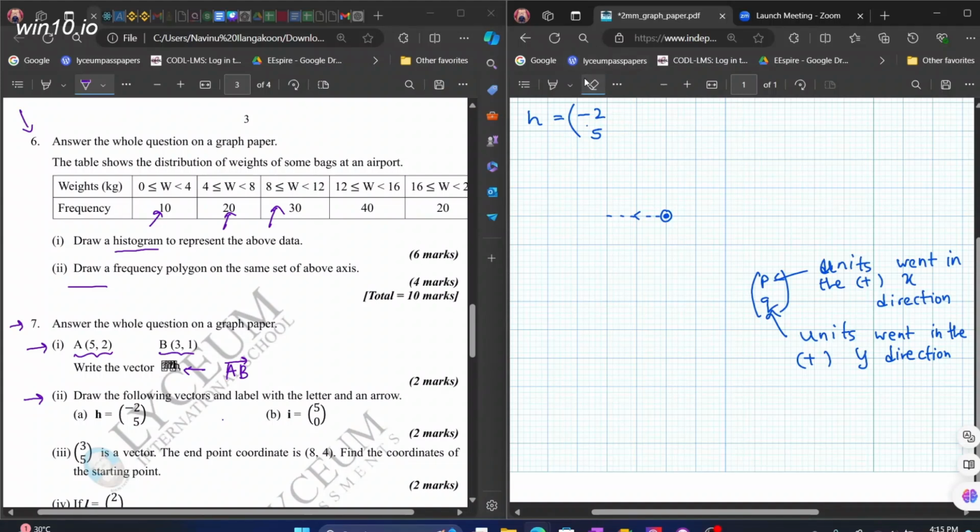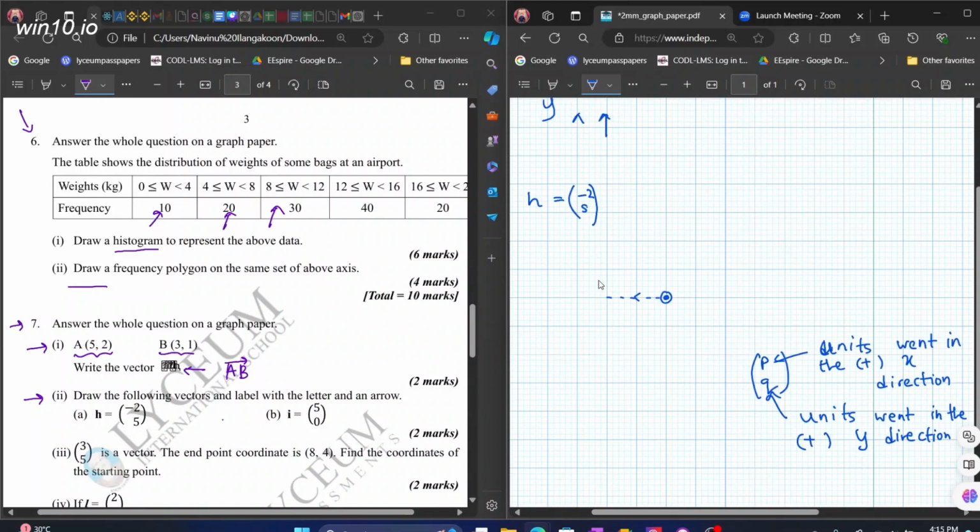Then I have to erase this part. (-2, 5). In the positive y direction, we have to go 5 units, starting from the ending point. Okay. We are left with here. So now our vector is this. So this is the vector h.